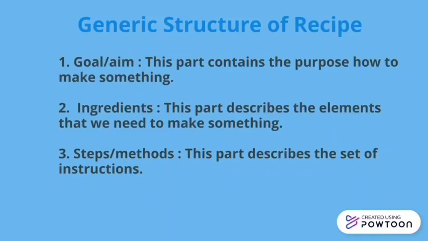Generic structure of recipe. The first one, goal or aim. This part contains the purpose, how to make something. The second one is ingredients. This part describes the elements that we need to make something. And the last one is steps or methods. This part describes the set of instructions.